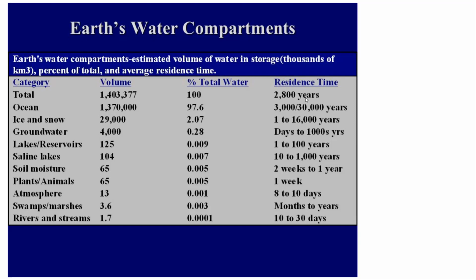And then we can also just see the residence time, so the amount of time we expect a water to stay in that compartment. So with oceans, very long time. Ice and snow, depending on where it is, could just be a very short period of time to a very, very long one. But again, most of the water on Earth is going to be located in the oceans, which just means most of it is going to be salt water. So it's not going to be something that humans, at least in the natural form, are going to be able to consume.